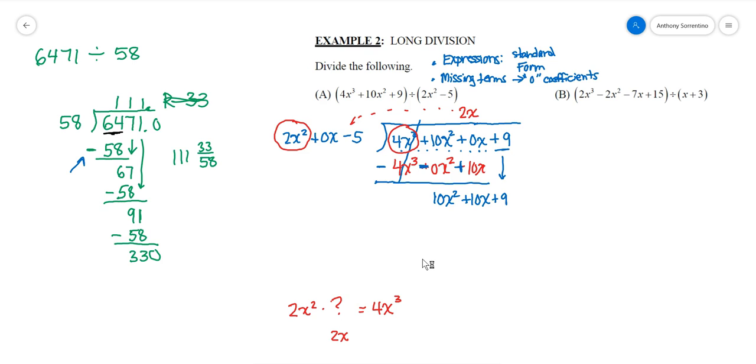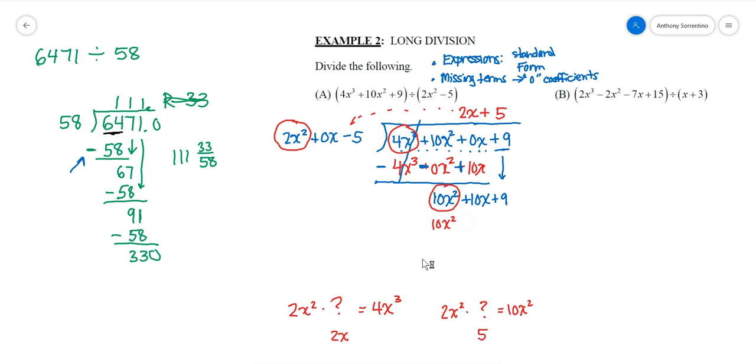Now I'm focusing my attention on this new first term. And I'm going to ask myself the question, 2x squared times what gives me 10x squared? Well, we know that there's no change in the exponent, so I'm not multiplying by anything that has an x in it. Therefore, the only thing that's going to change is the coefficient, and 2 times 5 equals 10. So 2x squared times 5 would be 10x squared, which means I'm going to multiply this now by a positive 5. And since it's the second term, I have to indicate positiveness by a plus sign. And so I'm going to get that 10x squared.